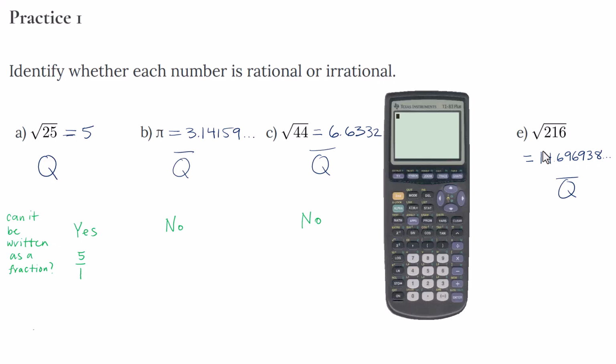So because the square root of 216 we found to be irrational, we should be able to show in our calculator that it cannot be written as a fraction.